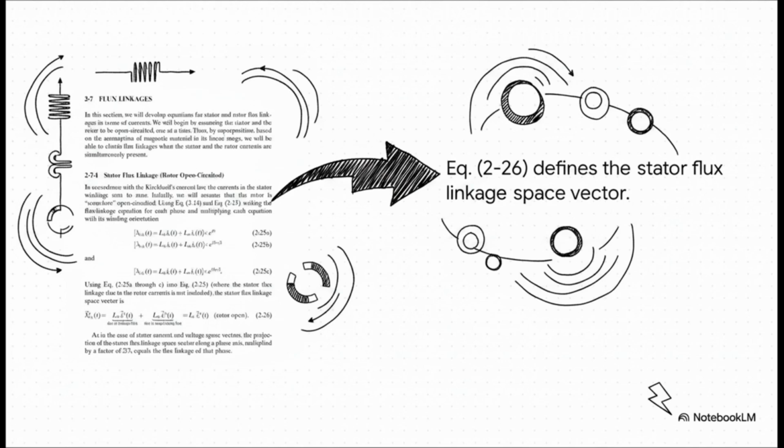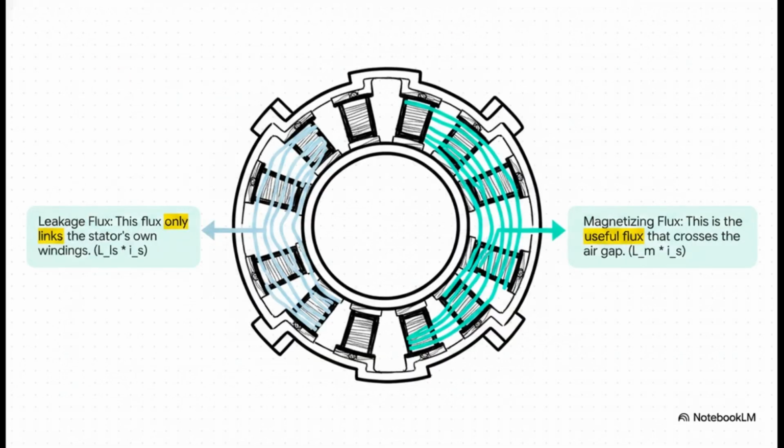Now, let's not just stare at the symbols. Let's actually break down what these two terms on the right-hand side mean physically. This is where the real understanding comes from. All right, this distinction is absolutely crucial. The first term, the one with Ls, represents the leakage flux. You can think of this as wasted flux. It's generated by the stator current, but it just loops around the stator's own wires without ever making the jump across the air gap to the rotor. It doesn't do any useful work.